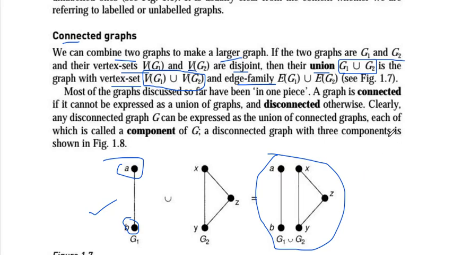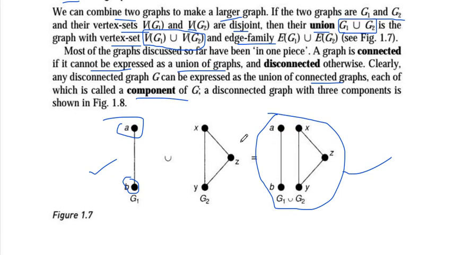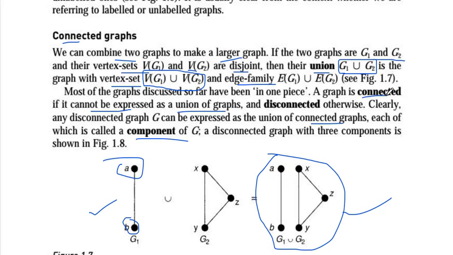Okay, so now the definition of connected graph and disconnected graph. A graph is connected if it cannot be expressed as a union of graphs. A disconnected graph G can be expressed as a union of connected graphs, each of which is called a component of G. So a graph is connected if it cannot be expressed as a union of graphs.